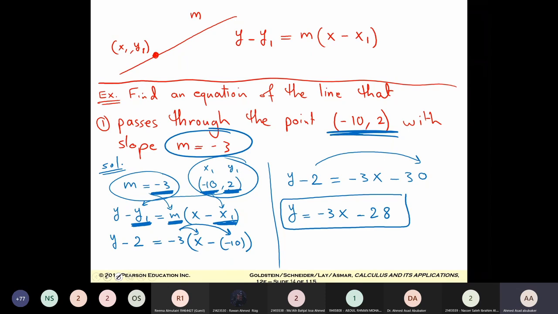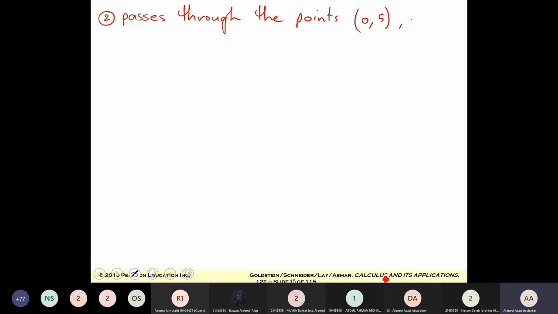The second example about this. Number 2: passes through the points (0, 5) and (2, -3), like this. So we need to find the equation of the line passing through 2 points.